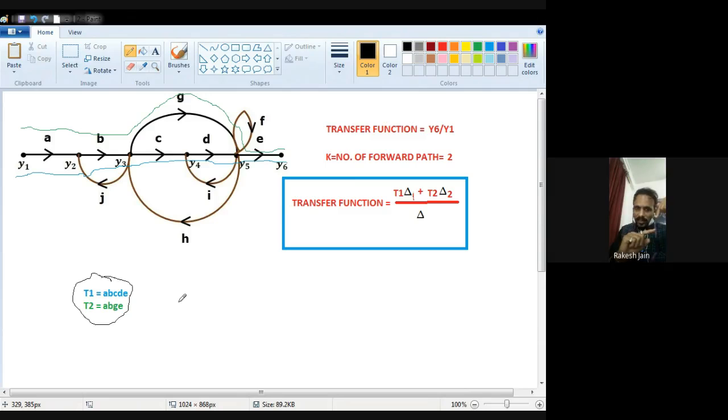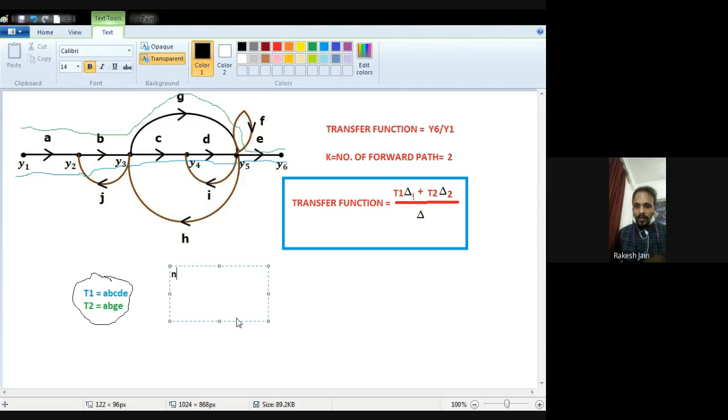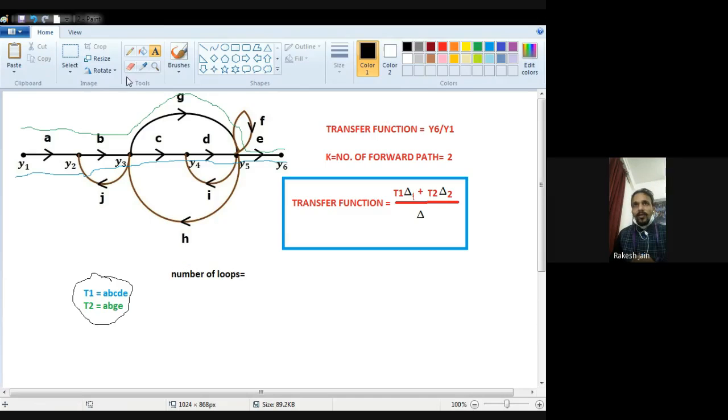the number of loops. Now number of loops is what? A loop is any closed path. Once we start from a node, as I told in the previous examples, we move and again reach the same node. Again reaching the same node means a closed path, that is known as a loop. But no branch is repeated here. Once a branch comes, there will be no movement on the same branch. Okay, so now we find out the number of loops for this question.